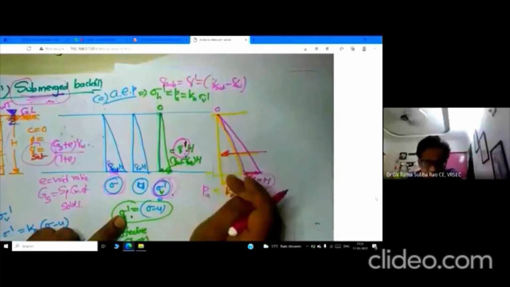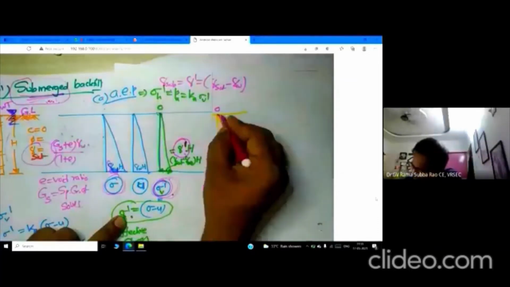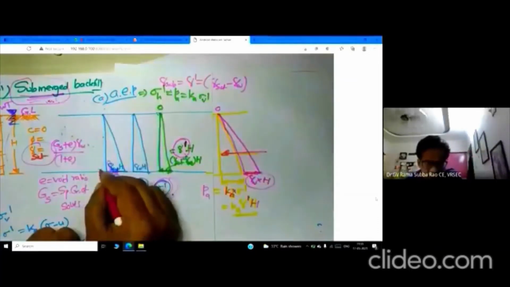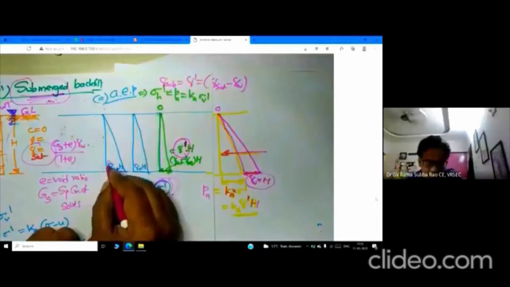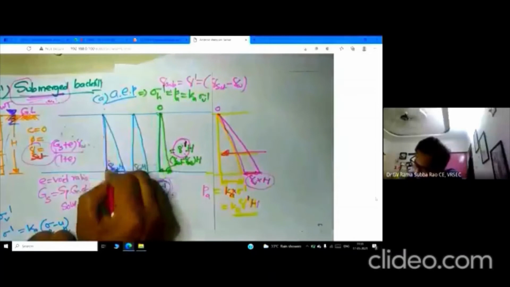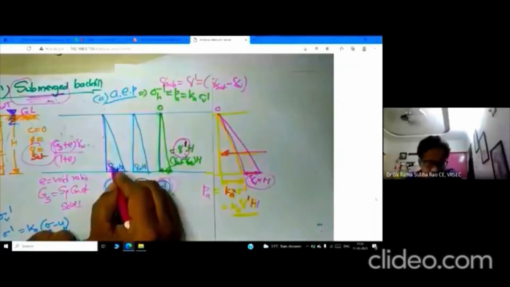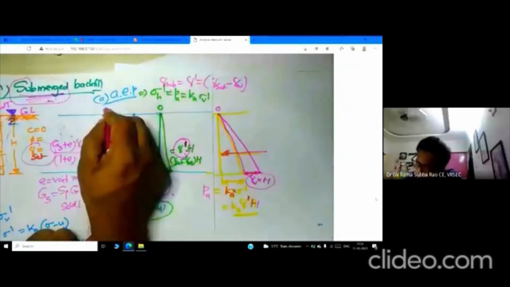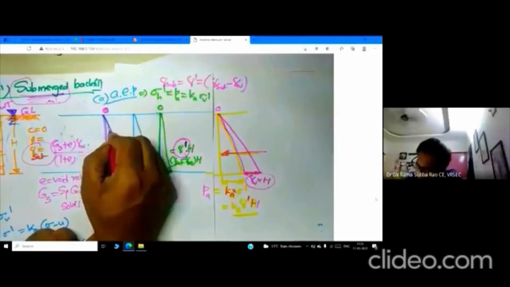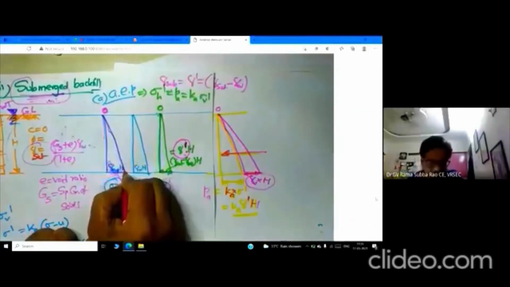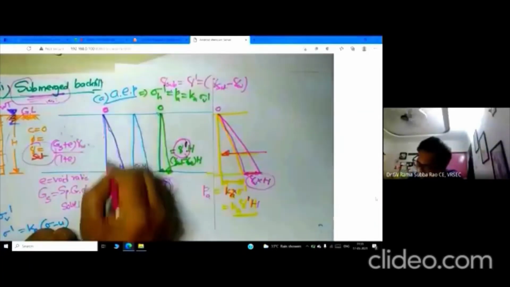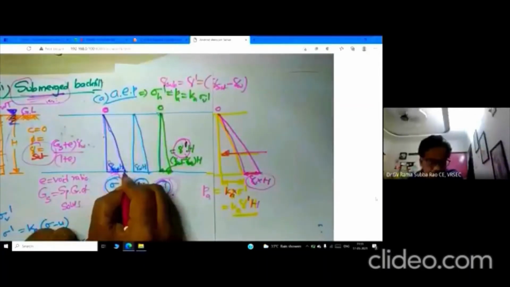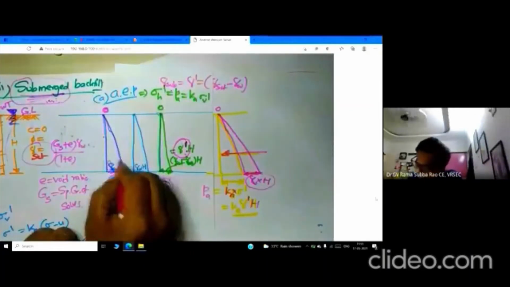Sometimes people ask an important question: sir, every time you are drawing a triangle. In the first class itself, I informed you why I am drawing a triangle and not a rectangle. The reason is very simple: pressure is 0 at the top. When depth Z is increasing, when Z is equal to H, I can expect maximum pressure at the base. So that's why it is always linear.